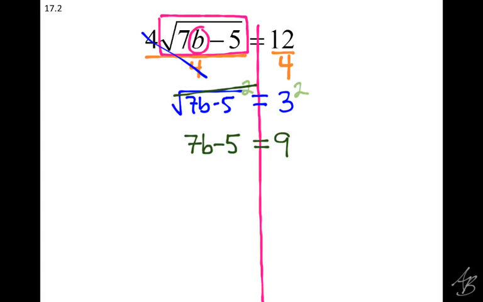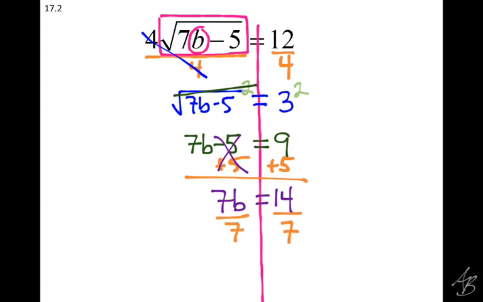Now what? Add 9. Add 5. Add 5 on each side to get rid of that minus 5. The 5's cancel each other out, leaving 7b equals 14. And then divide each side by 7. And those 7's cancel each other out, leaving b equals 2.